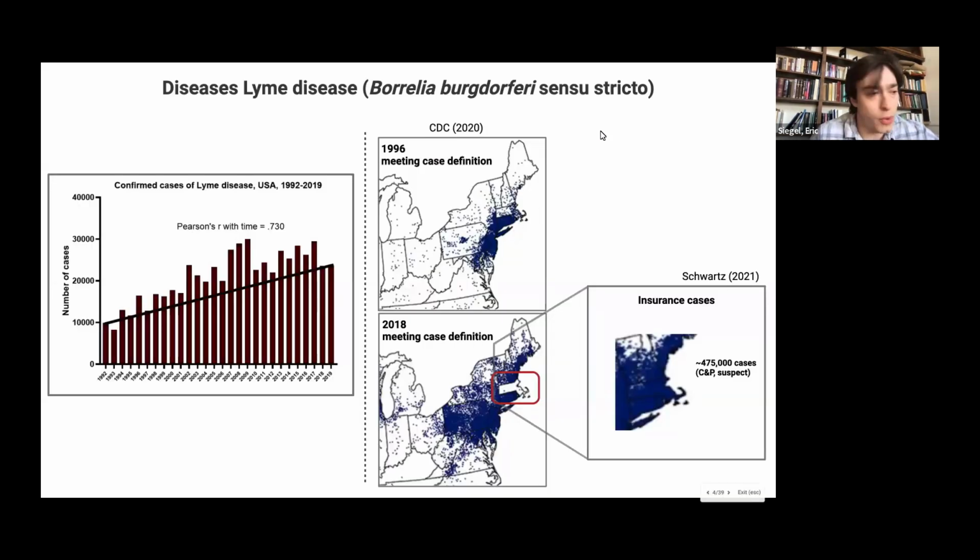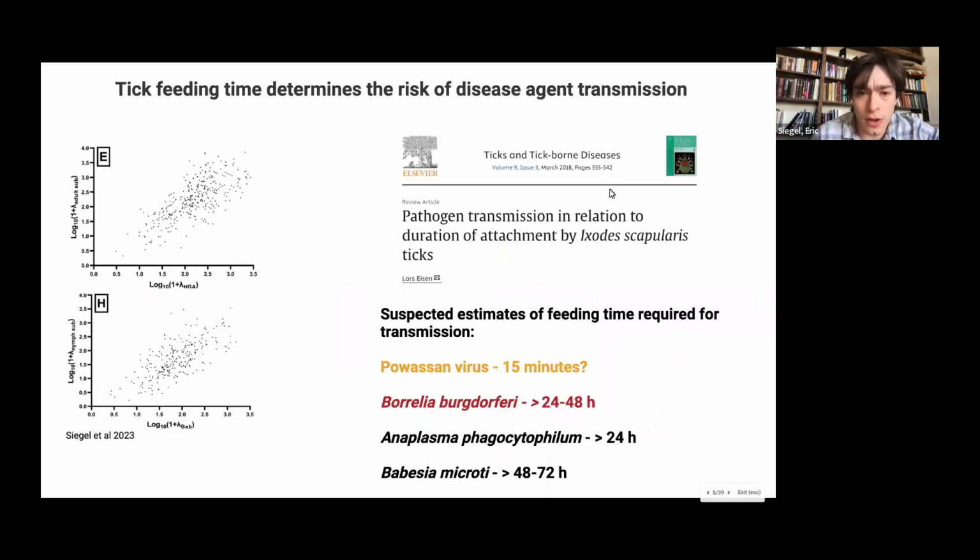Cases of Lyme disease are underreported, but trends show that the incidence of disease increases with time and across space. I just show some CDC-produced maps here. And I also want to touch on the fact that feeding time is important, which I'll come back to a little later. There's a very good review article by Dr. Eisen in Ticks and Tick-borne Diseases that goes into good detail with this, but it's important to consider that pathogens require different tick feeding times for transmission, and this is based on differing mechanisms for each pathogen.